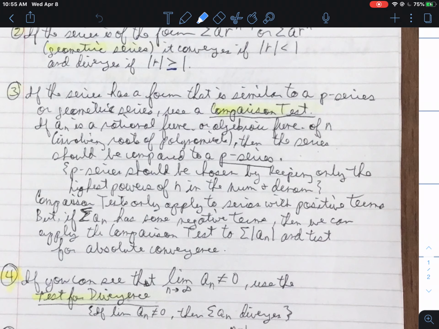Now, your P series should be chosen by comparing the degrees of the numerator and denominator. So say, for example, I have in the numerator, my highest degree is n. In the denominator, I have n squared.